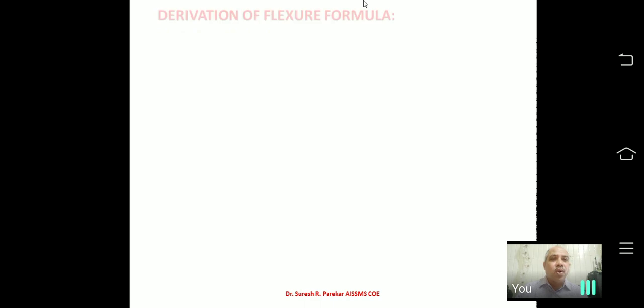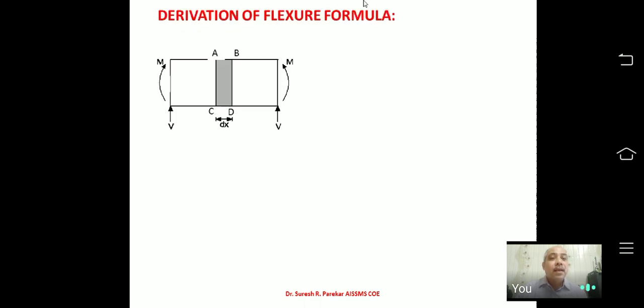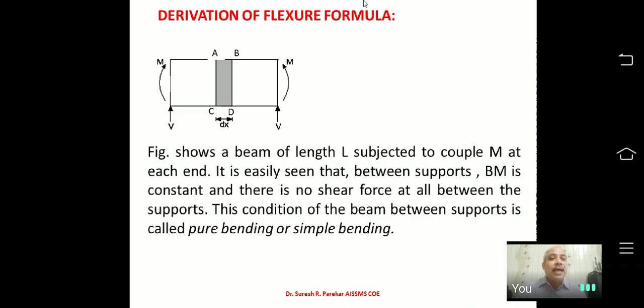Now let us go to the derivation. As this is related to flexure, that means bending moment, in that region my shear force should be 0. Now you can see the diagram. We have V on the left and V on the right, and we have moment M on the left side and again M on the right side. On the left side it is clockwise, and on the right side it is anti-clockwise.